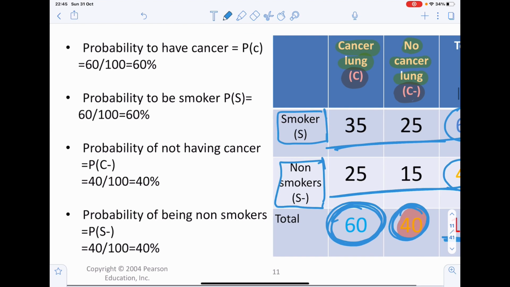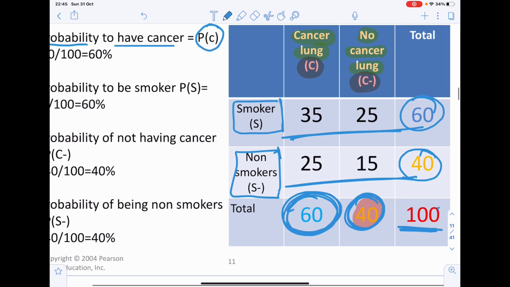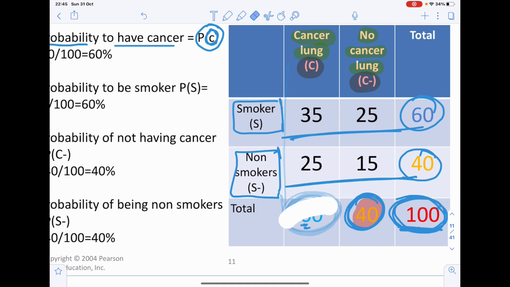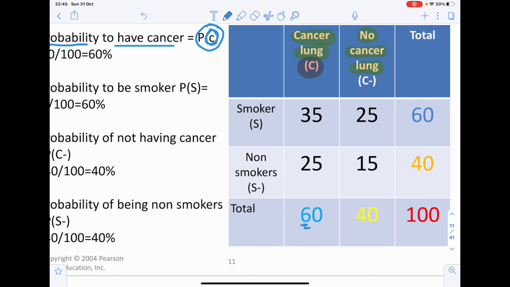Okay, so now what is the probability of having cancer? The probability of having cancer is the number of people who have cancer over the overall number of people. As we said, the total number of people in the experiment is 100. Since we want C, the total of C, as you can see here, is 60. So I'm going to divide this number over this number. Always part over all.